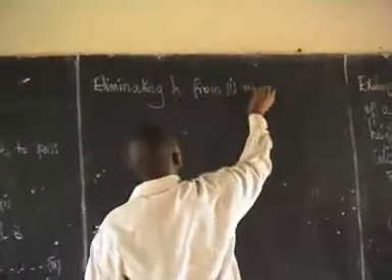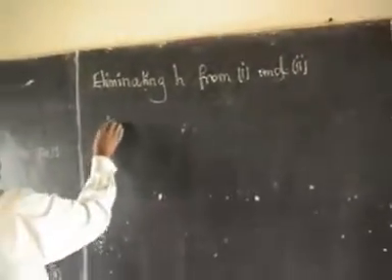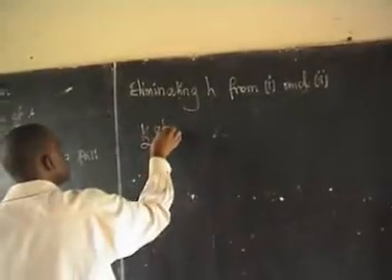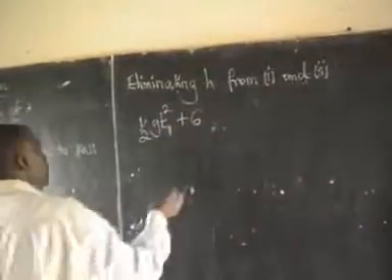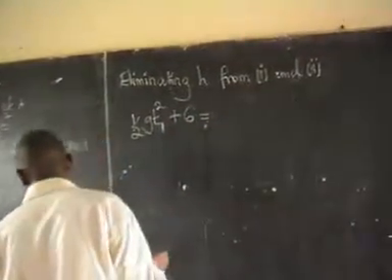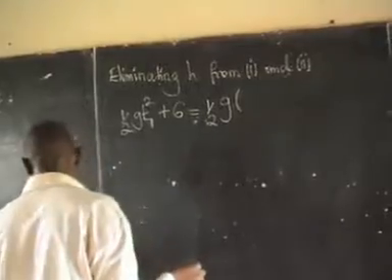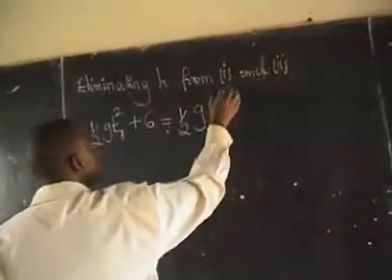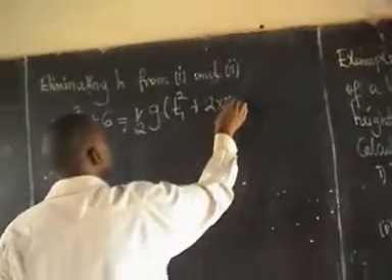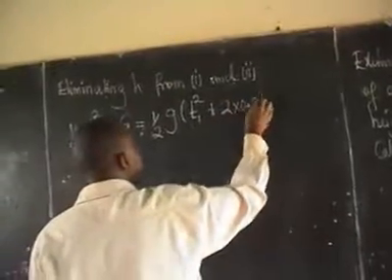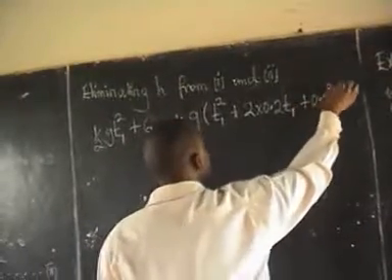From equations 1 and 2, we shall have h, which is a half g t1 squared, plus 6. This is equal to a half g. So I'm going to expand this. We shall get t1 squared plus 2 times 0.2 t1 plus 0.2 squared.